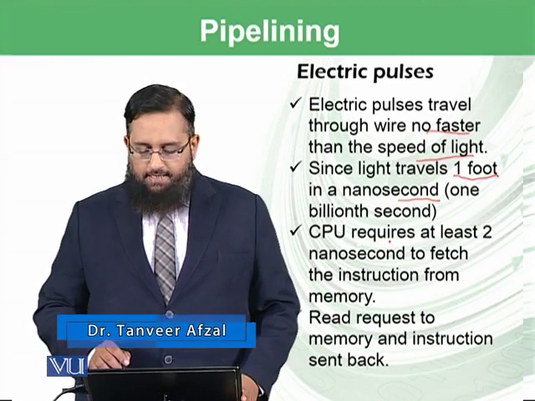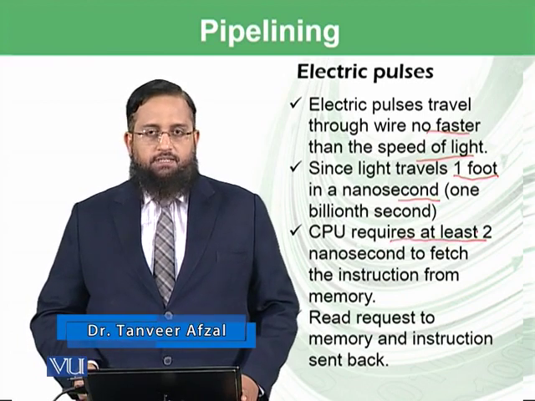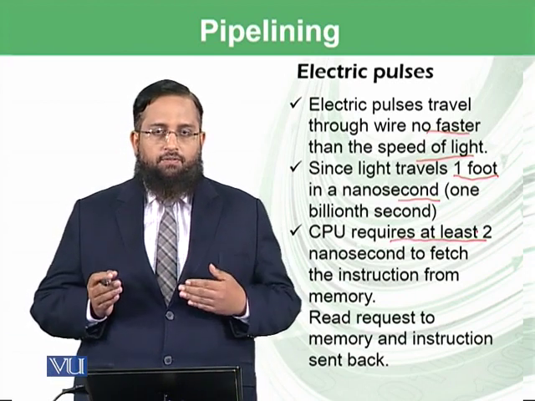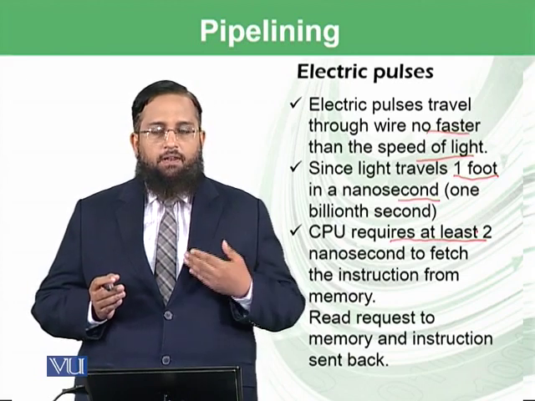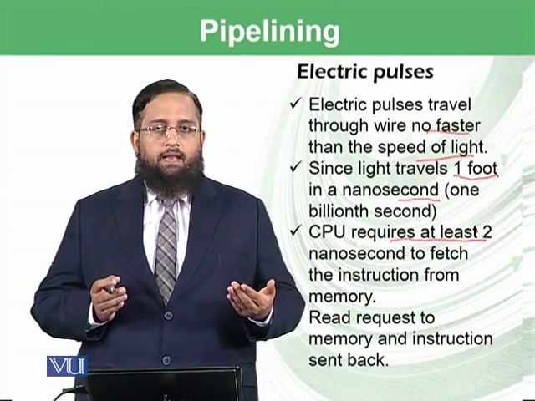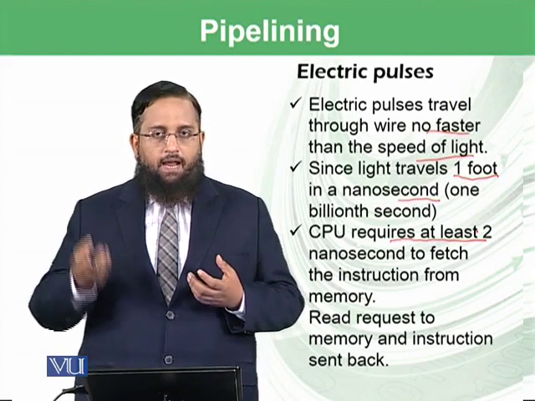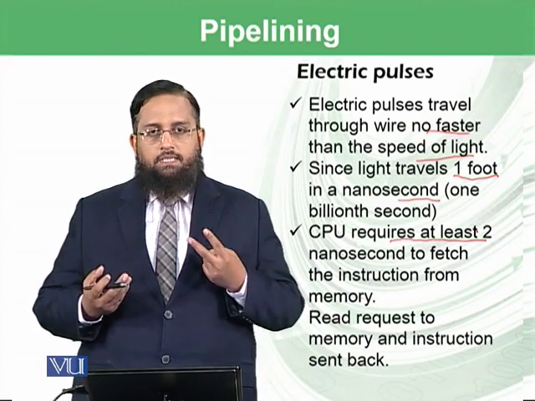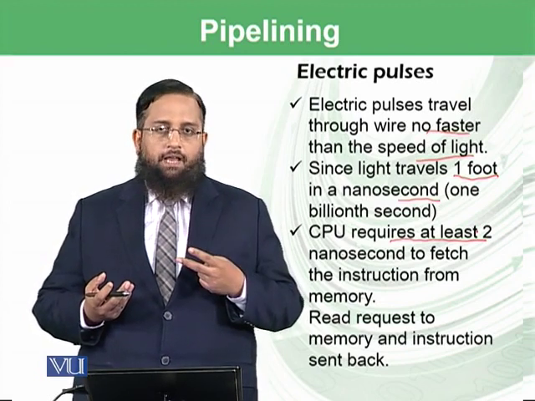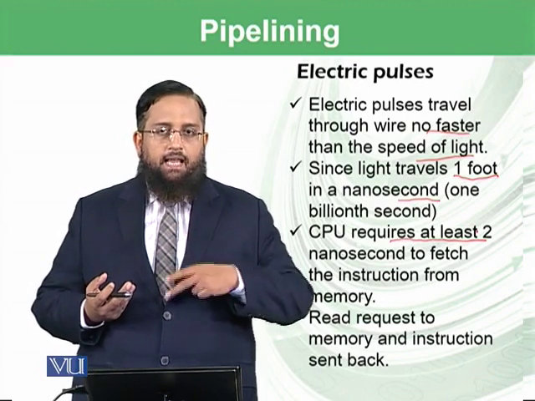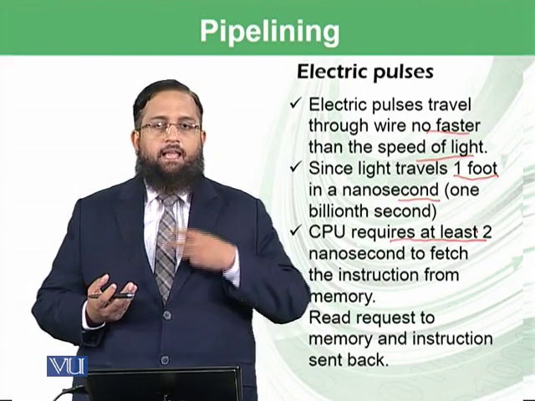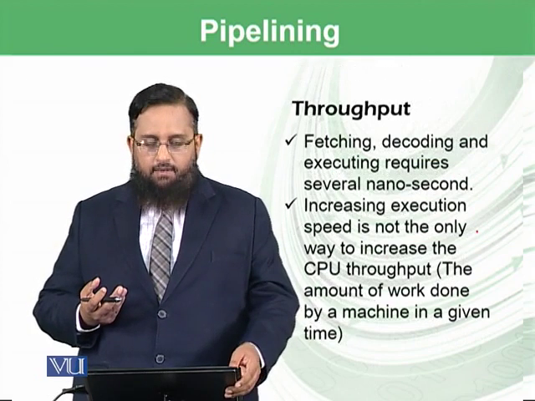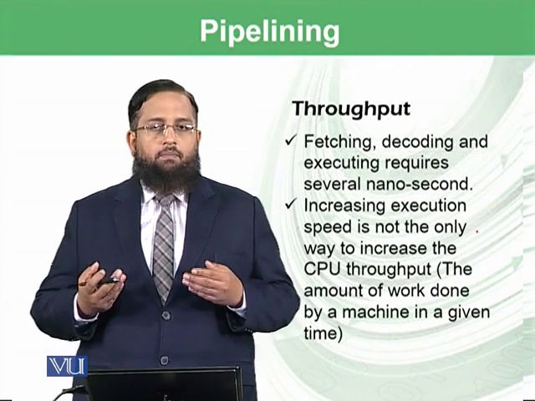And the CPU requires at least 2 nanoseconds to fetch an instruction from the main memory. So for example, if a CPU wants to fetch an instruction, it will give a signal to the main memory that I want this instruction, and then that instruction will be given back to the CPU. So such 2 steps will involve 2 nanoseconds. So this is just fetching, and then the instruction will be decoded and then executed. So in fact, it would need several nanoseconds to perform this task.